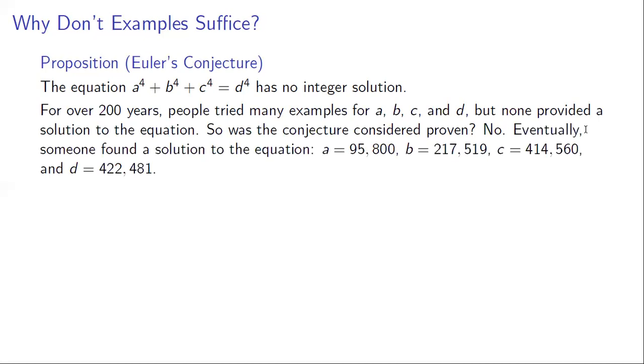And in fact, eventually someone found the solution to the equation. When you have these four numbers, a, b, c, and d, that provides a solution to the equation. In other words, we have the following disproof, right? This thing here shows that Euler's conjecture is false, because this is in fact a solution to the equation.